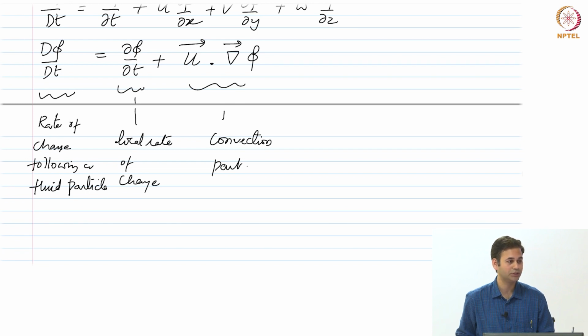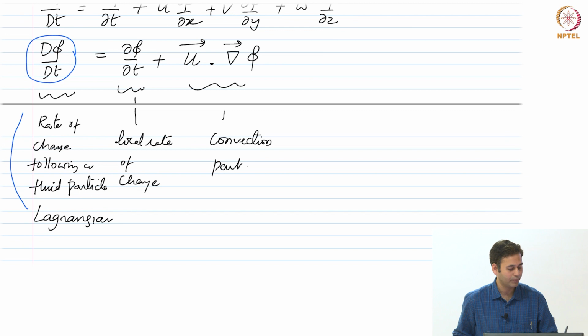In what approach is this? We call this derivative that we have here. Where do we use this derivative? This is in a Lagrangian approach, right? Essentially, you are following the particles. So this is a Lagrangian description, wherein you follow the particle.